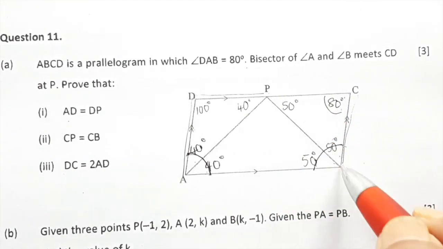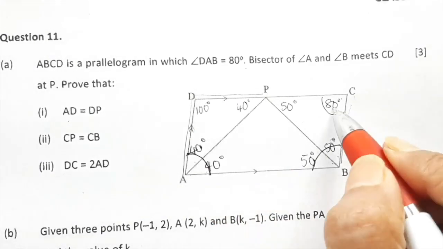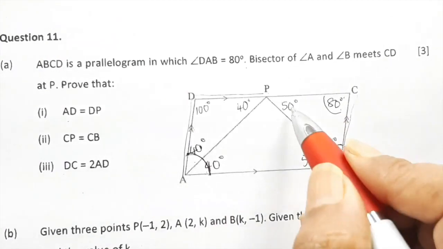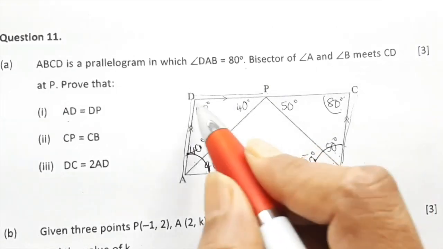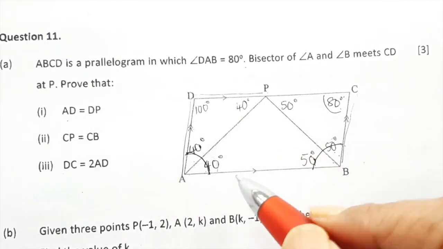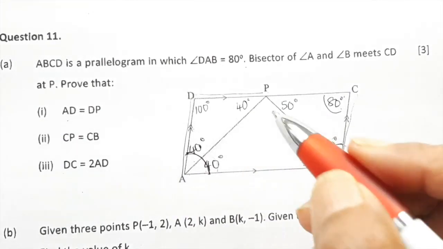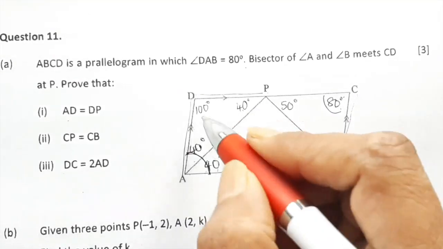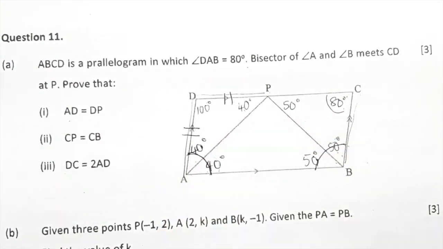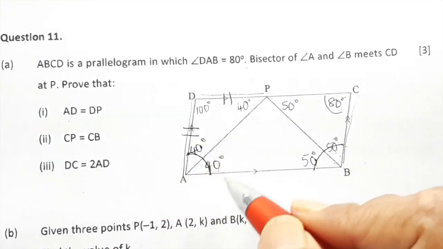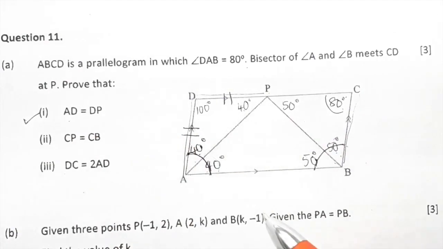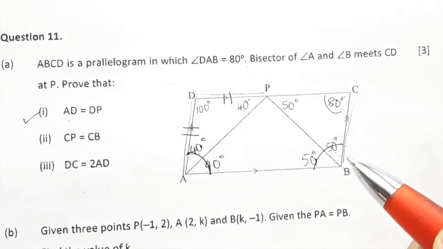Also, you can say these are alternate angles. Can you see that? Either say 80 plus 50 plus this angle is 180 degrees, or say that these two are alternate interior angles, correct? So now if this is 40 and this is 40 degrees, then in this triangle, this will be equal to this, correct? If these two are equal, because the sides opposite equal angles are equal, that gives us our first answer. AD equal to DP, correct?